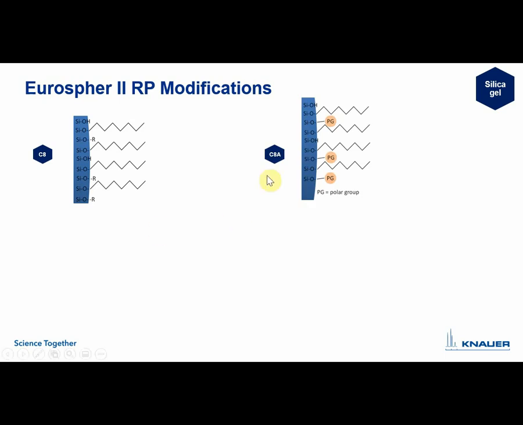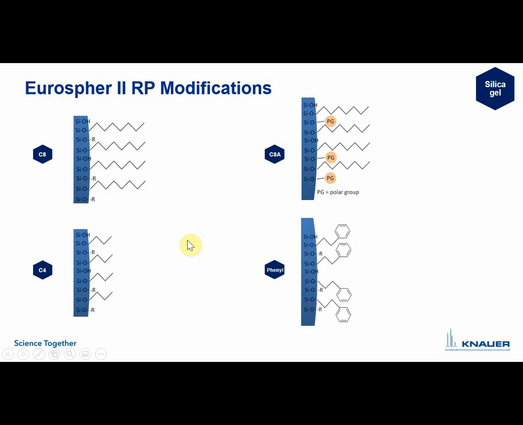We also have a C8A phase. This corresponds to the C18A, but also here with shorter chains. So it's again more polar than the C18A phase, and sometimes this brings you better results for polar analytes. We have a C4 phase, again shorter chains, only 4 C molecules, and something special, the phenyl phase. Here you have the ring systems brought on instead of linear carbon chains.